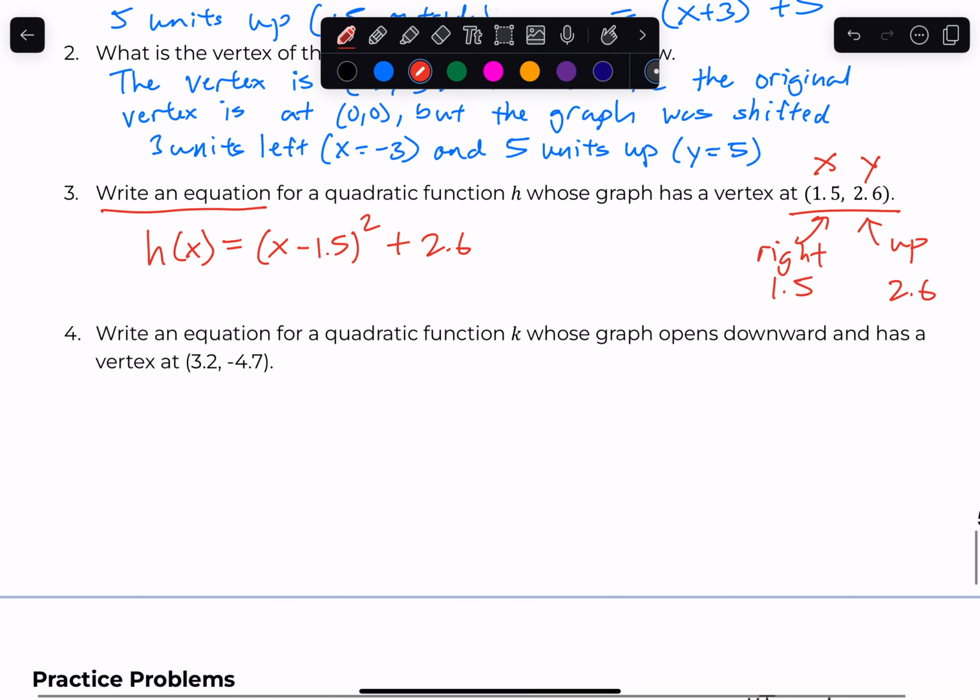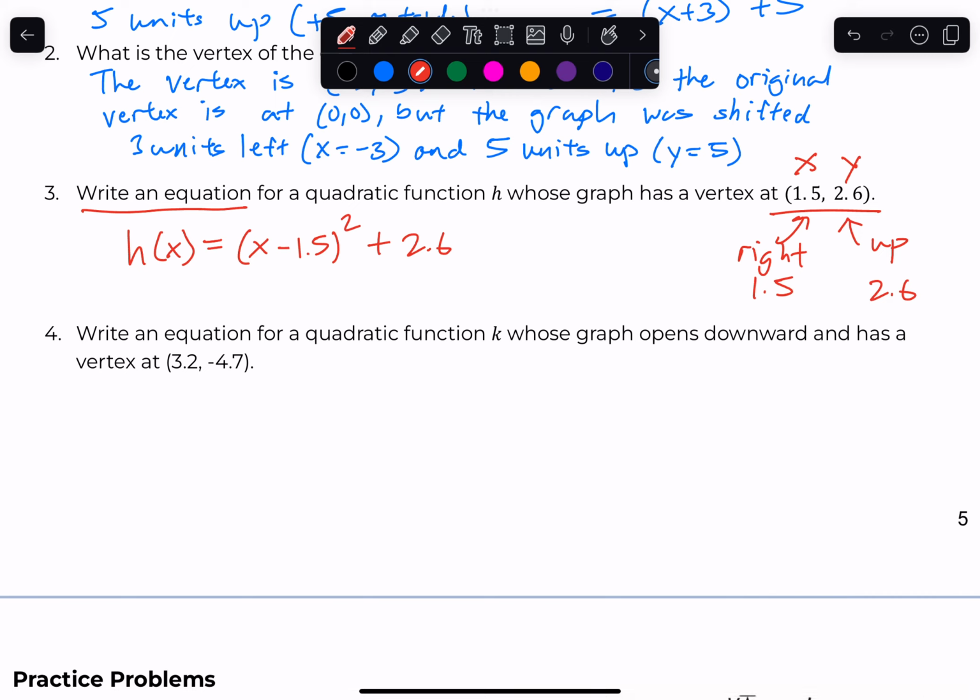Write an equation for a quadratic function k whose graph opens downward and has a vertex of 3.2, negative 4.7. So I think we can do the vertex form pretty quickly, but something new is here. This opens downward. You may remember that from when we graphed polynomials, but let's do the vertex form first.